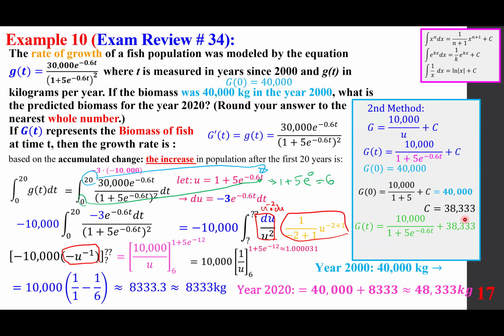And I want, for the year 2020, G of 20. If I plug in 20 here, I get the same number here. The advantage is, if the question has several parts, what is the biomass for the year 2025? You replace this one with 25 right here. 2030, you replace it with 30, so on and so forth. That's the advantage of that.